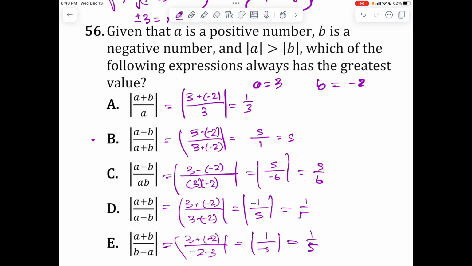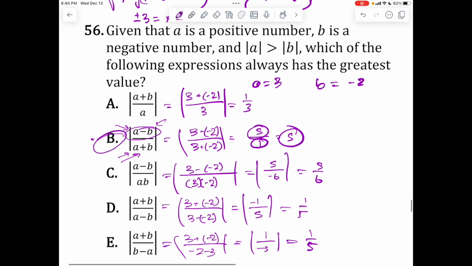So you don't actually have to go through and solve all these. What you'll notice is the only one that ends up being the biggest is the one that has a negative in the numerator and a positive in the denominator. That's just the way the numbers work out. It's because in the numerator you end up subtracting a negative here, and that ends up with a very large numerator. And then when you add in the denominator, it ends up with a very small denominator. So big numerator, small denominator means big number. Okay, answer is B.